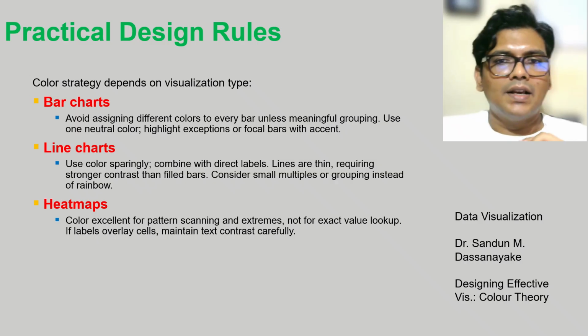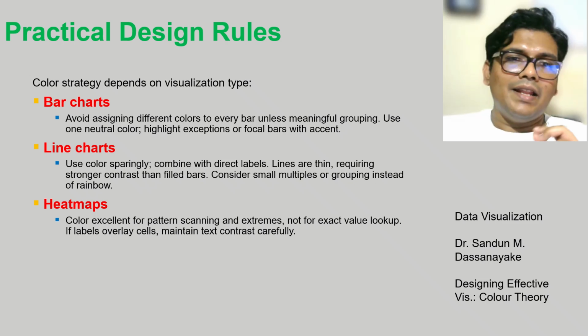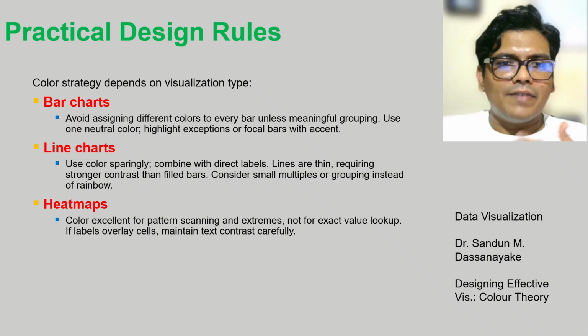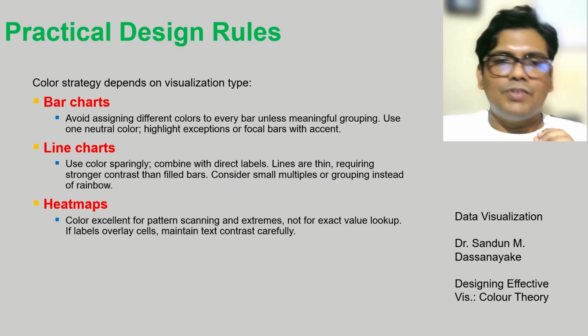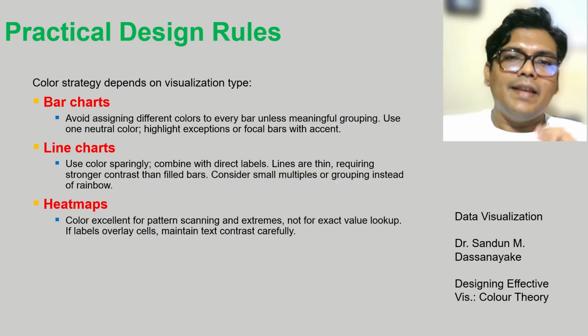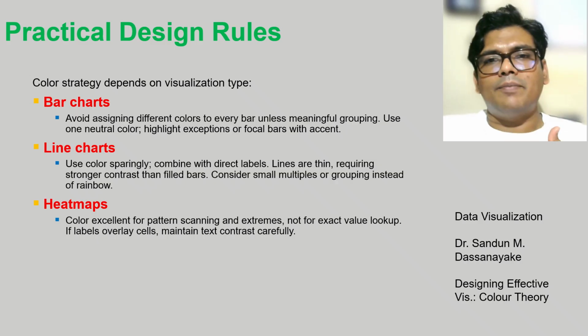Line charts, color has to work harder here because thin lines need stronger contrast than filled areas do. Combine color with direct labels at the end of each line rather than relying on a separate legend. And if you find yourself with 5 overlapping colored lines all fighting for attention, seriously consider whether small multiples, like separate mini charts side by side, would actually be clearer. Often they are.